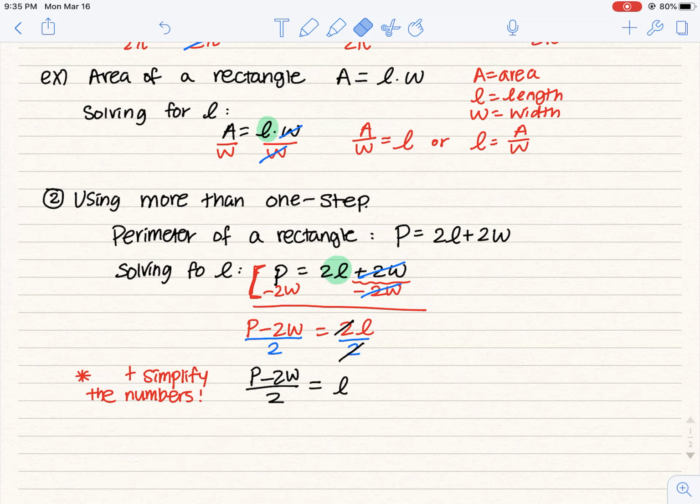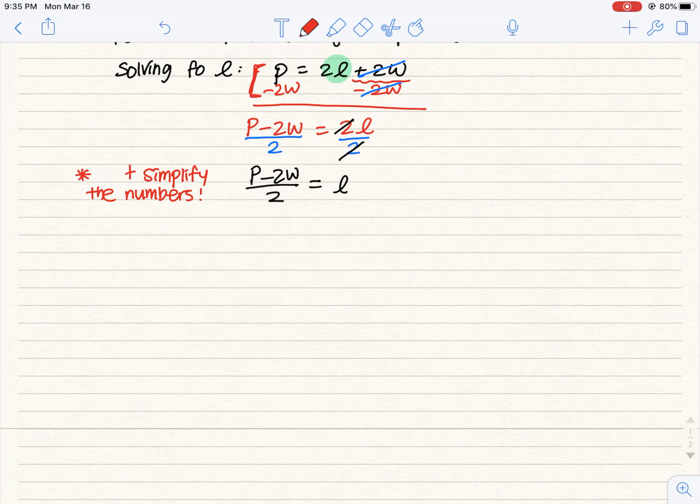I'll just change it to don't. Don't simplify, because you can, depending on the formula, but don't simplify the numbers like these. Okay, so leave it like that. And L is going to equal P minus 2W over the whole thing, 2.